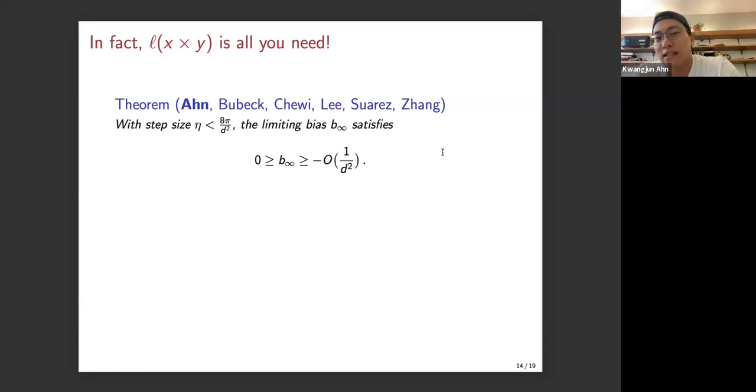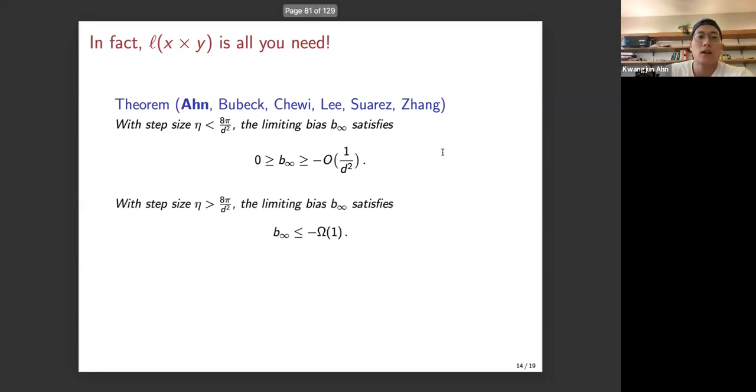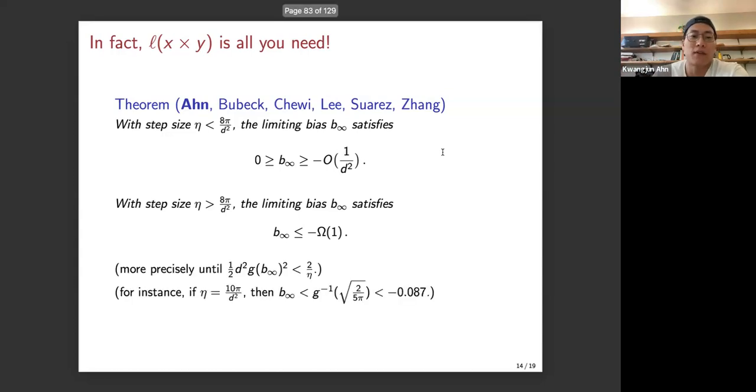If step size is less than pi over d squared, then the limiting bias value is very near zero, because 1 over d squared is a very small value. And when the step size is beyond the edge of stability threshold, pi over d squared, then the limiting bias is strictly negative. In particular, let's say if eta was 10 pi over d squared, slightly above the threshold, then the limiting bias value has to be smaller than a strictly negative number.